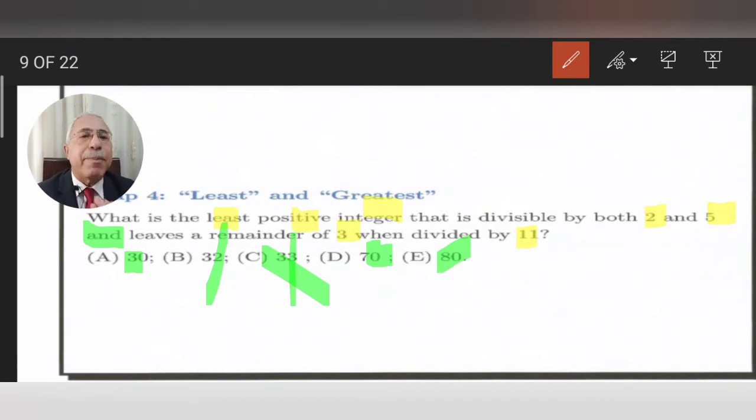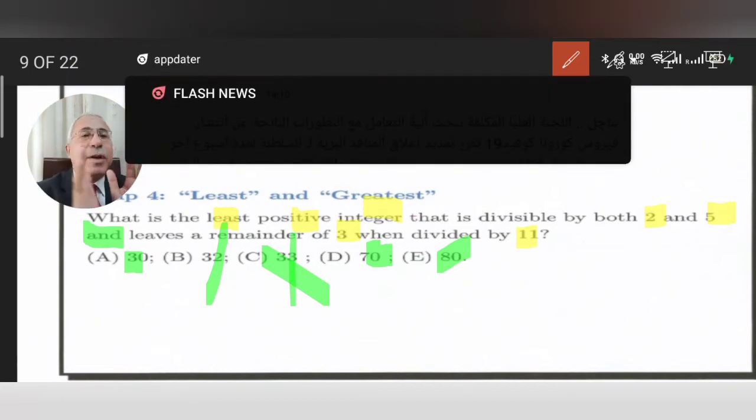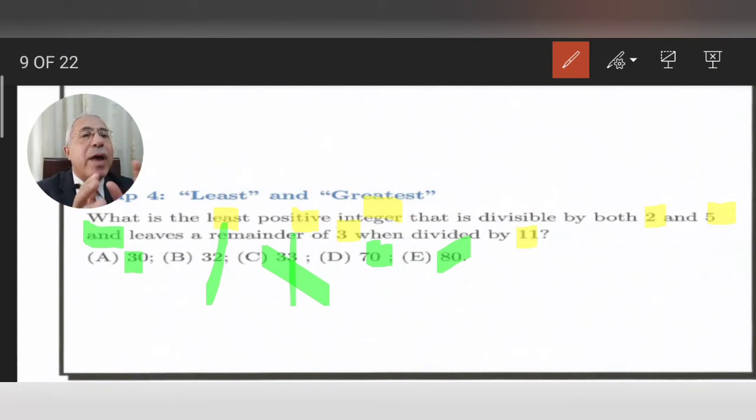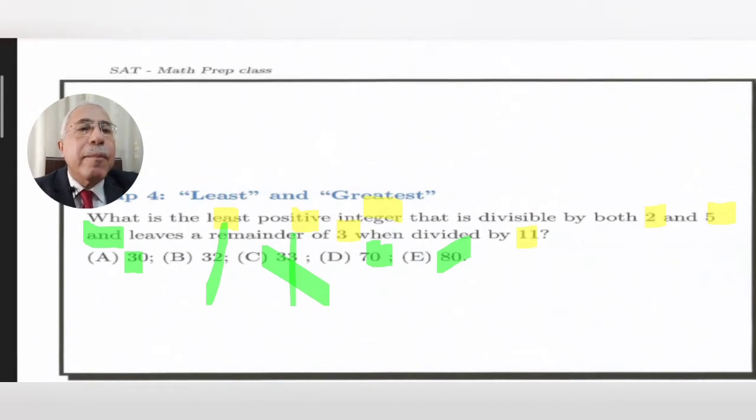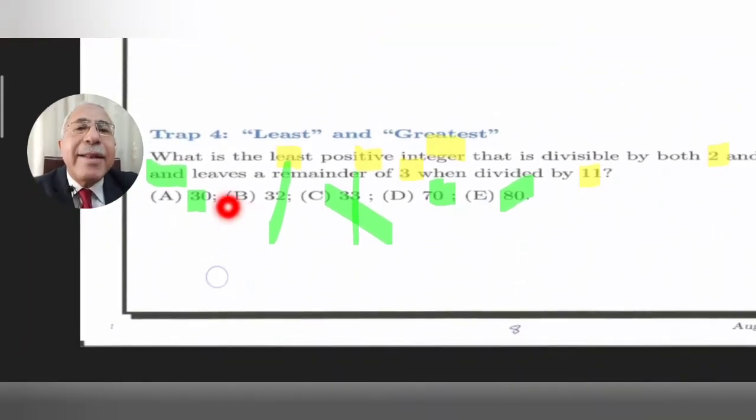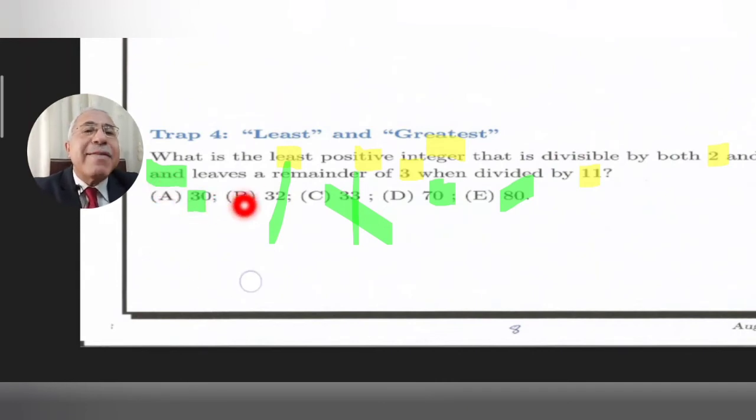Very good. Now, let's see. So this is the first question. This is the first case I solved, divisible by 2 and 5 at the same time. Now, because I have the word "and" here, I have to take a second case, which is divisible, leaving 3 when divided by 11. So it must be taken. So I have to check.